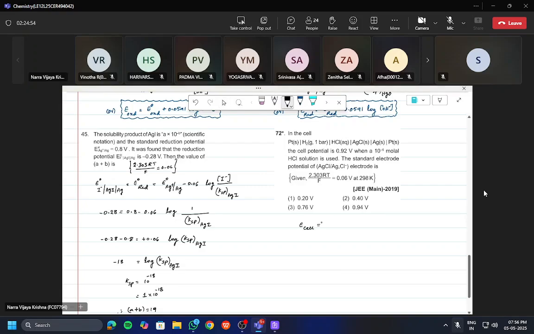What will I write? E0 of cell minus 0.06, because in the question they gave it, right? 0.06 log, what will I write? Log of the concentration of H plus into the concentration of Cl minus. What will I write?